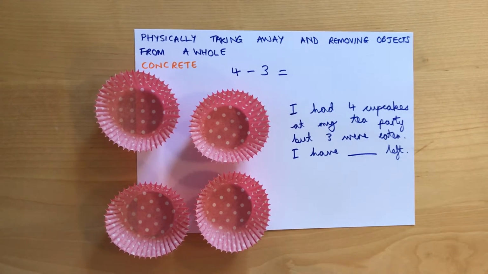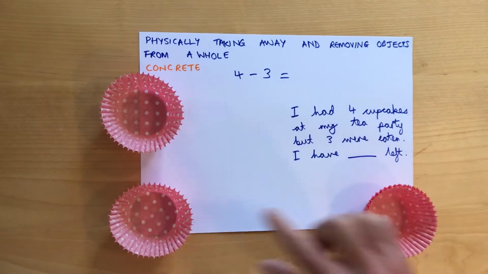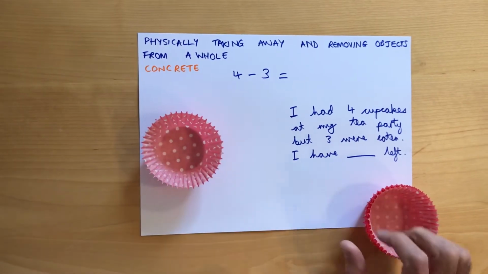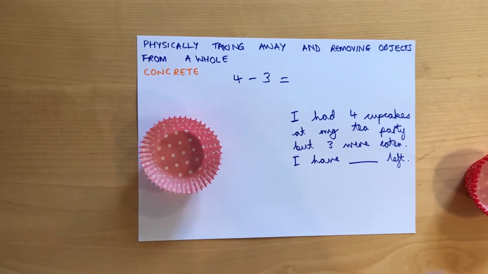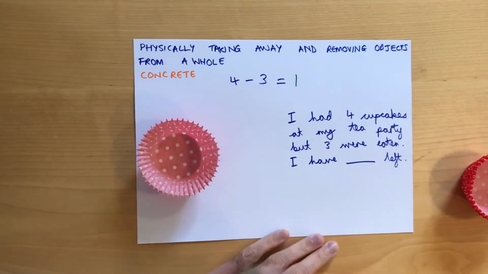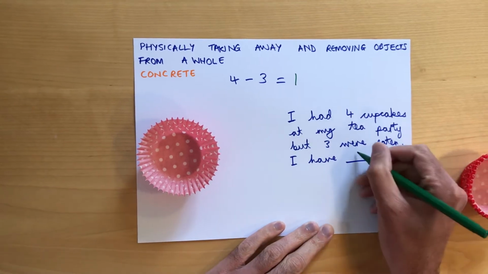Now subtract 3 by removing them from the group. 1, 2, 3. Whatever is left over is the answer to the problem. So in this case, the answer is 1. Going back to my sentence, I had 4 cupcakes at my tea party, but 3 were eaten. I have 1 left.